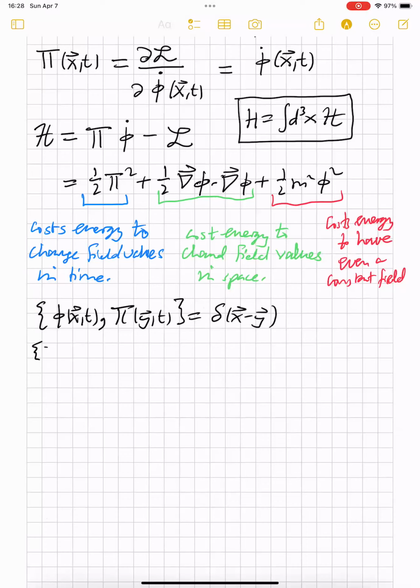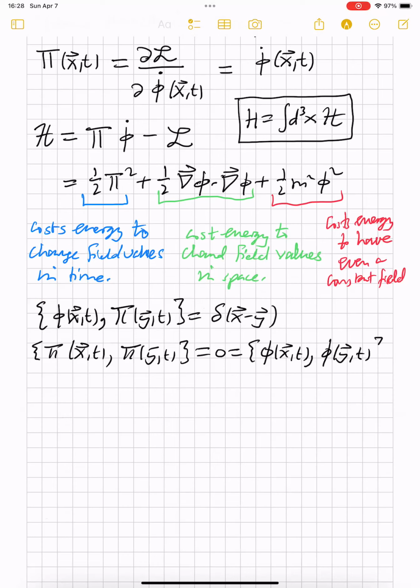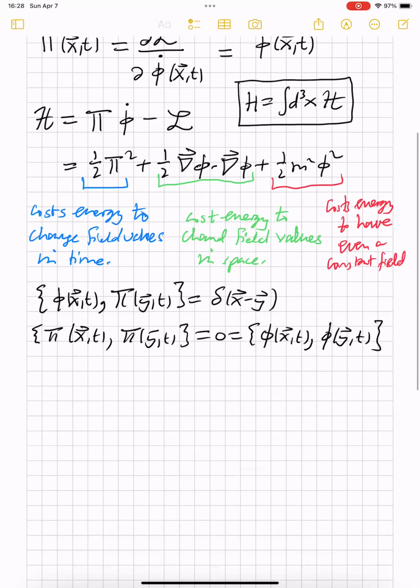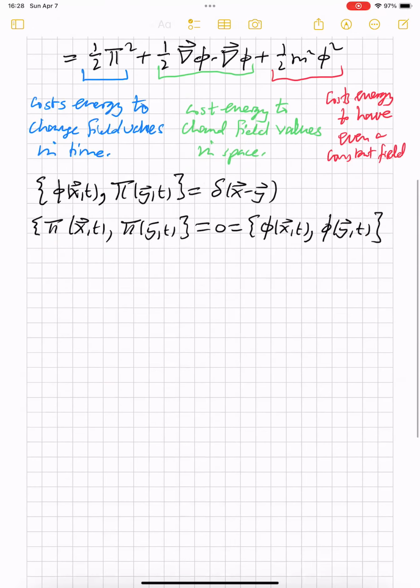And the Poisson bracket of the conjugate momentum with itself vanishes, as does the Poisson bracket of the field with itself. So the only non-vanishing Poisson bracket is between the field and the conjugate momentum, and that simply gives you the Dirac delta distribution. To quantize, okay, so by the way, this is completely standard.